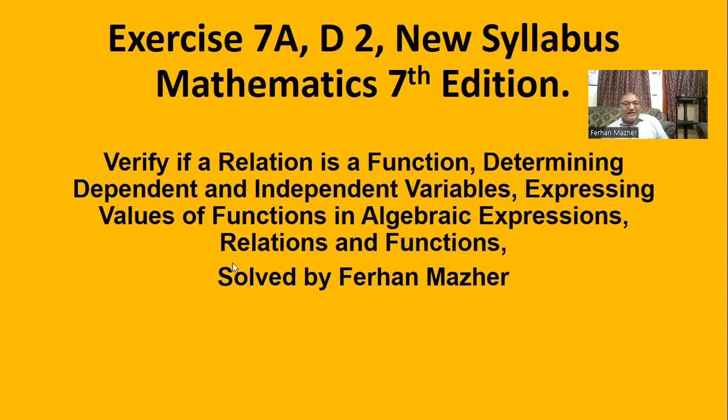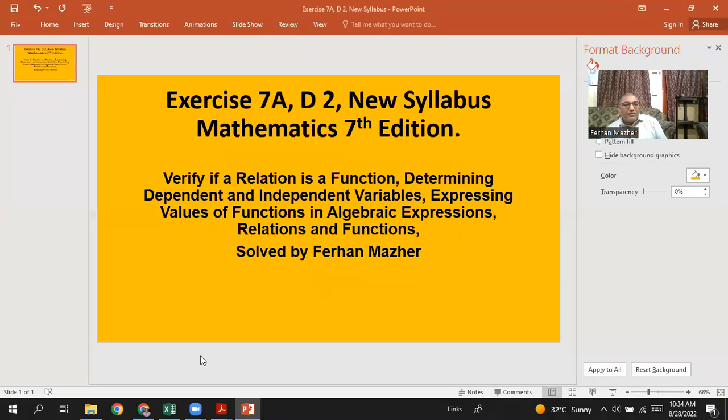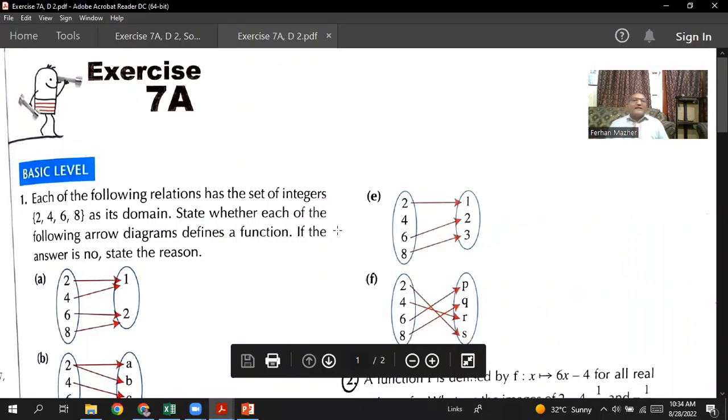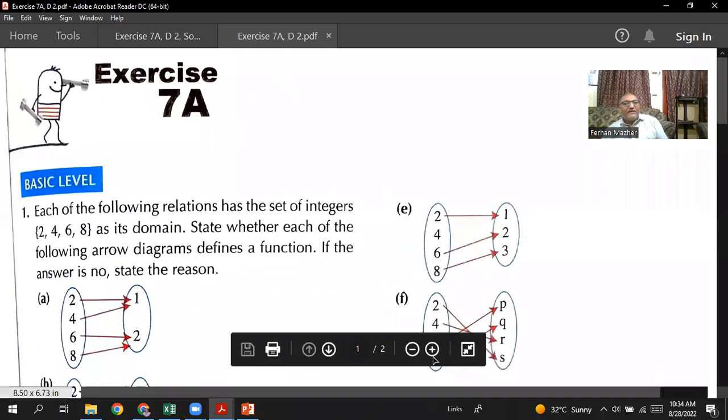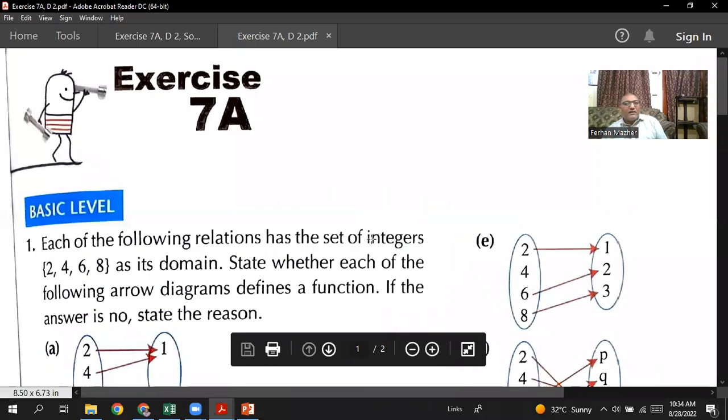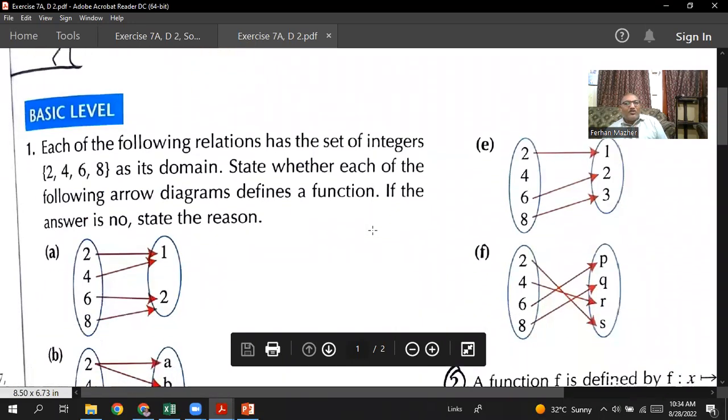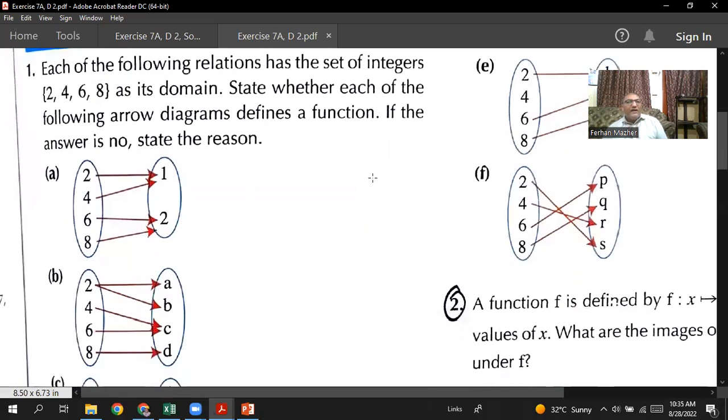So let's start. The exercise 7A is showing up on your screen, and we can increase the size of this. Exercise 7A, question number 1 is coming up on your screen. It says each of the following relations has the set of integers 2, 4, 6, 8 as its domain. State whether each of the following arrow diagrams define a function. If the answer is no, state the reason.